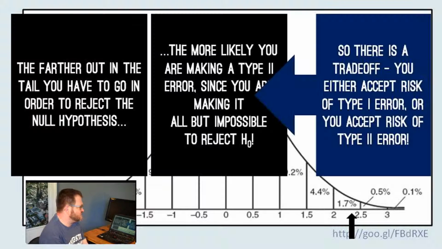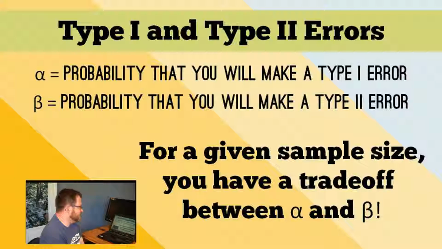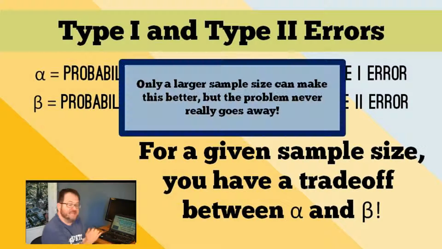See, there's this nasty trade-off. Either you accept a risk of a type 1 error, or you accept the risk of a type 2 error, but there's no way around it. This is lousy. In fact, for a given sample size, there's a fixed trade-off between alpha and beta. And the only way around it is to increase the sample size. That's really the only way to make this problem get better.